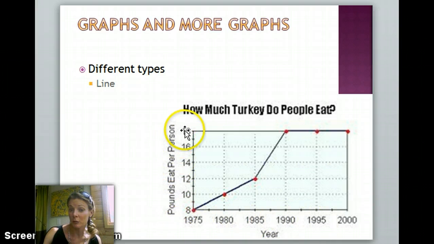How much turkey do people eat? It's kind of gross, right? So in 1975, on average, each person would eat 8 pounds of turkey. But then you go to the year 2000, which is still 13 years ago, and now we're up to 18 pounds of turkey per person. That's kind of gross. Think about it, 18 pounds. But nonetheless, this line graph is showing us something very specific, how things have changed over the years, okay?